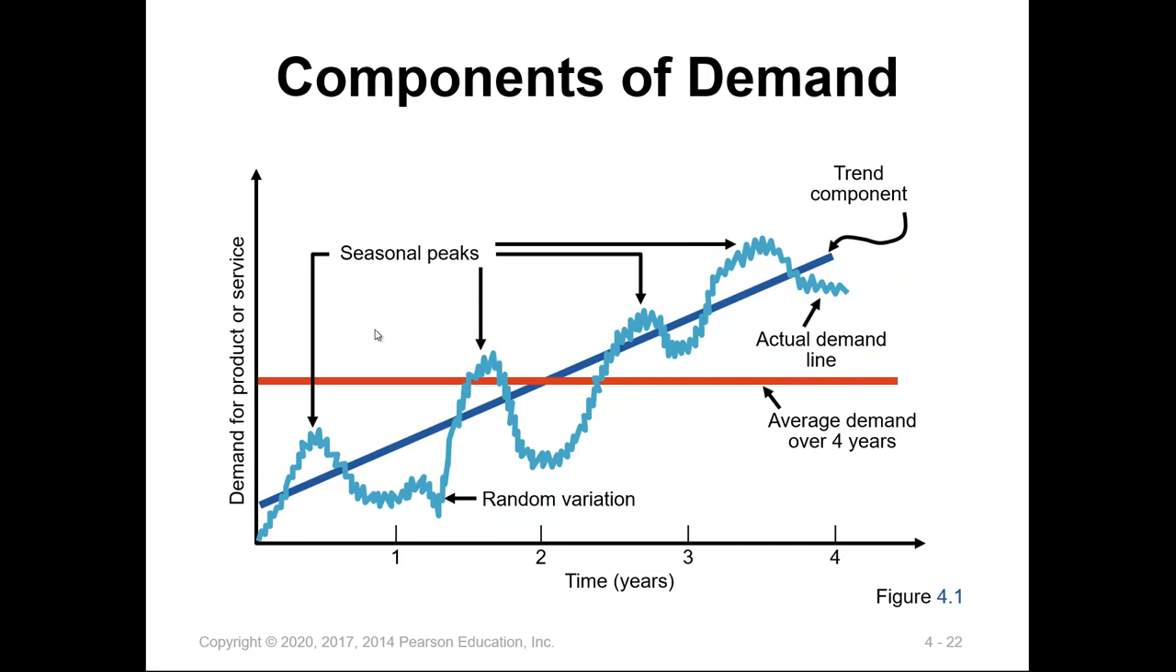This graph represents the demand for a product or service versus time in years. Through analyzing the graph, we can identify all four components of the demand. We can see the trend, we can see the actual demand, we can see the random variation, we can see the seasonal, and we can see the cycle.